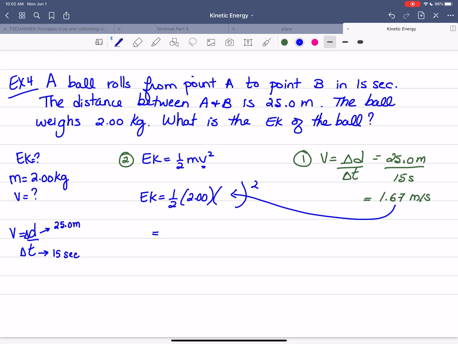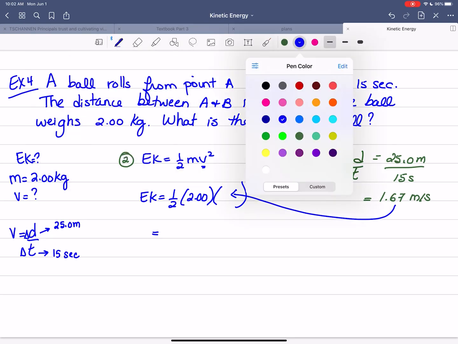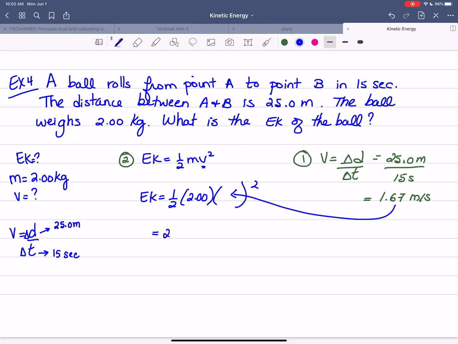When I look at this question, I have 3 significant digits here, I have 3 significant digits here, but I only have 2 right here, and therefore my answer needs to be to 2 significant digits. And so 2.8 joules is the answer there. Okay, so that's kinetic energy. I'm going to give you guys some questions on that as well.